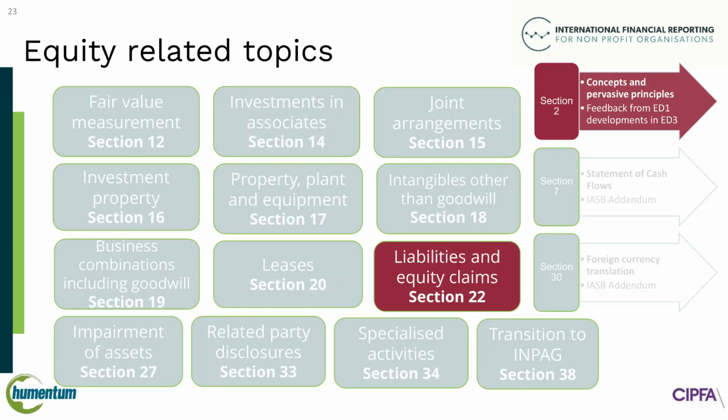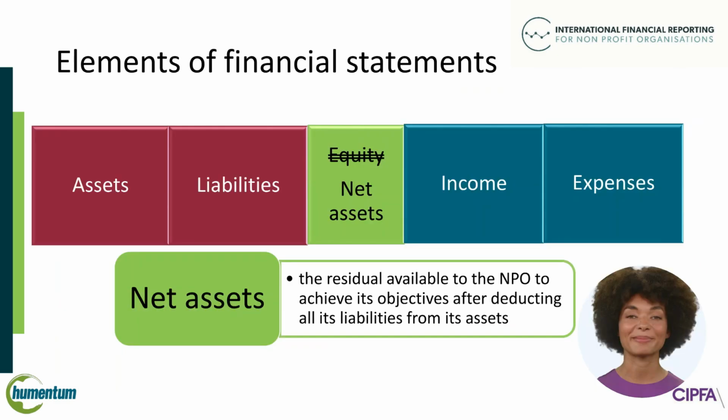Moving on, in this next block of topics, we examine the revised proposals in Section 2 concepts and pervasive principles relating to net assets and equity. We will also look at the consequential impacts on Section 22, which is now called liabilities and equity claims. In a for-profit context, equity refers to the owner's entitlement to the net assets of the business.